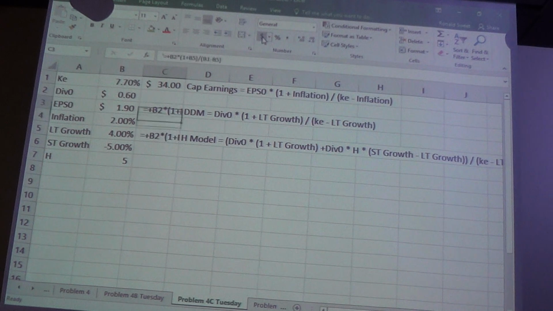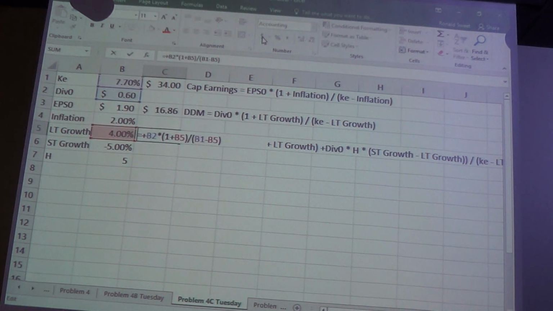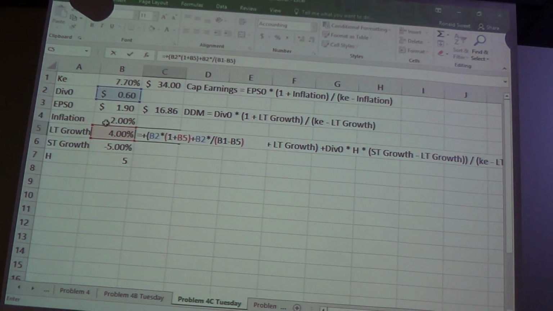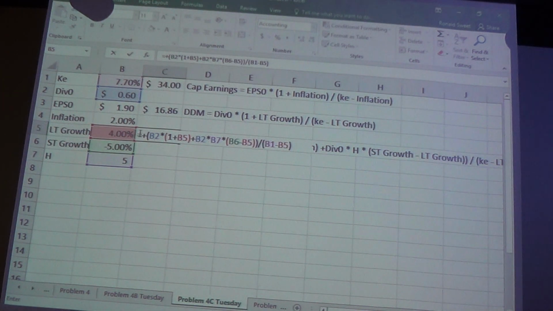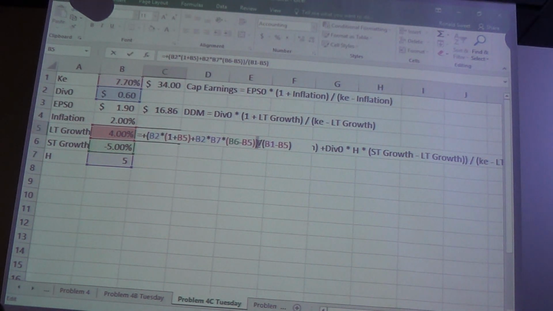And in the H model, you can just copy that down. We'll just add in that middle section. So dividend 0 times 1 plus the long-term growth rate plus dividend 0 times H times short-term growth minus long-term growth. Notice how you have a parenthesis there and a parenthesis there. That's real important. You need the whole thing in the formula.